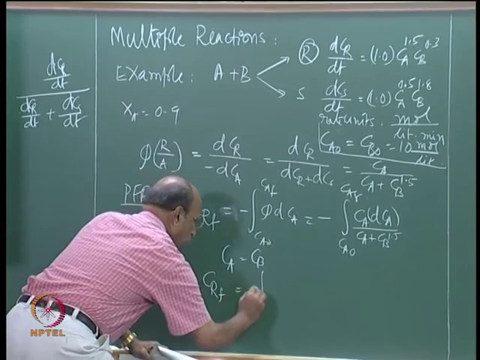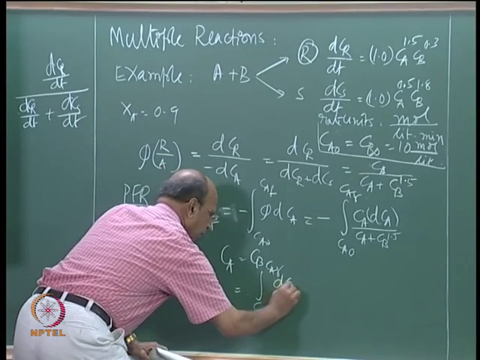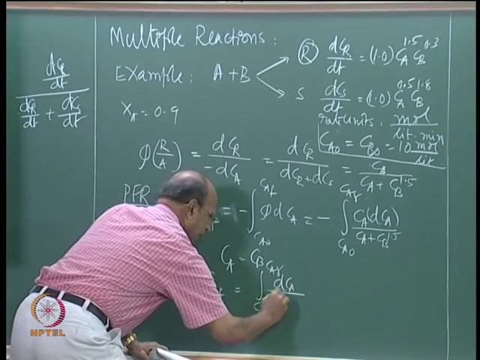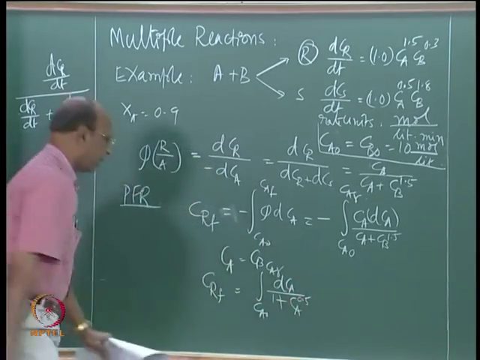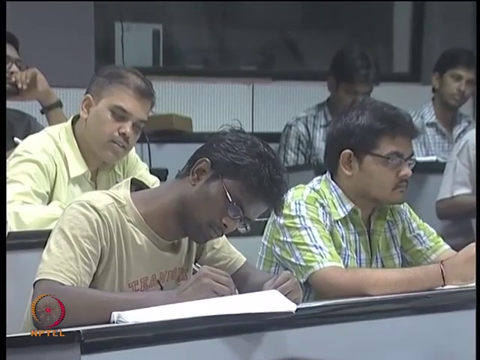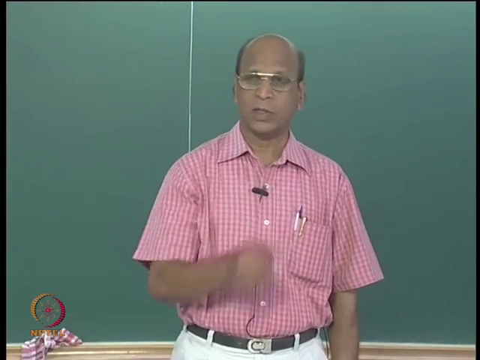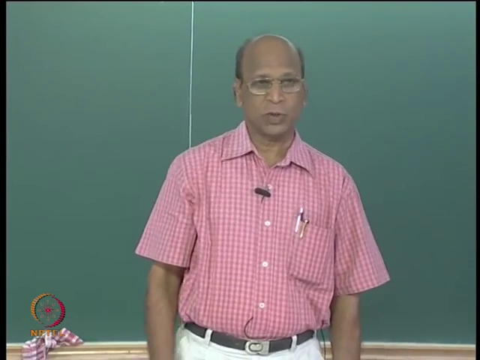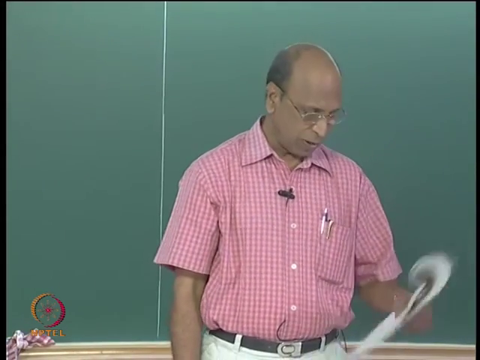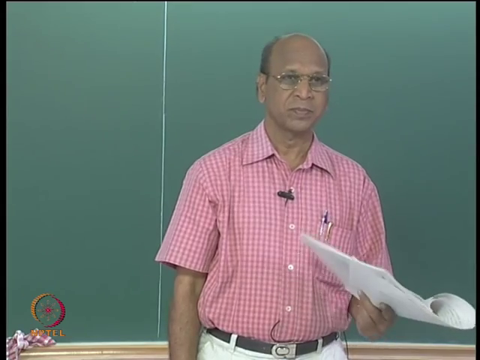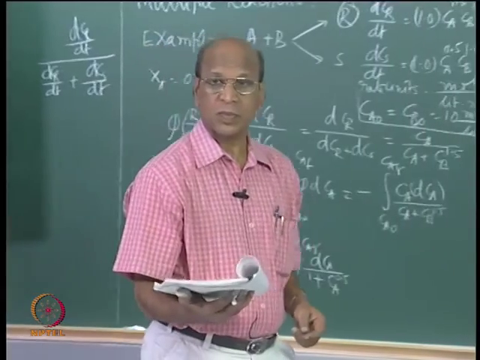C_R,f equals integral from C_A0 to C_A,f of dC_A by (1 plus C_A to the power of 0.5). Now this is what you have to integrate. Please integrate and tell me. You don't get logarithm, direct. Calci gives 2.85, but when you use calci, I will look for the exact value. Exact value is 2.86. Okay, 2.85, good, after integration.